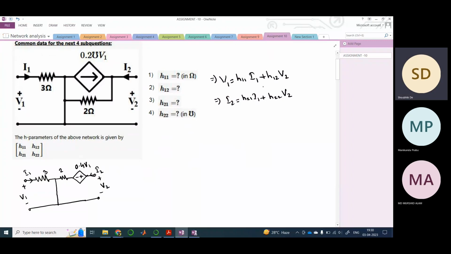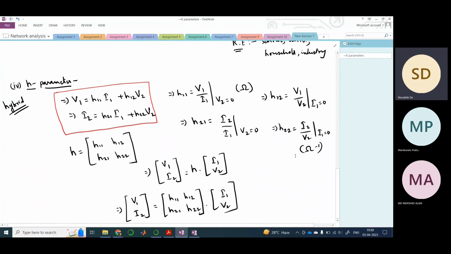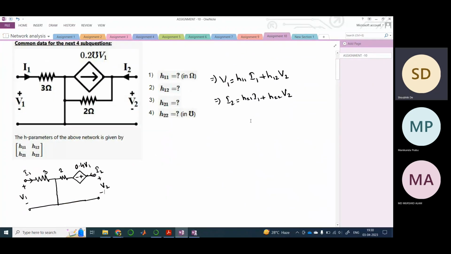Now, in h parameters, we need to first make V2 equals to 0, right? So V2 equals to 0, and now we have to redraw the circuit again. So V2 equals to 0 means our output is short circuited, right? Because V2 0 means basically the current is infinity, and resistance is 0. You can take it the other way. So V2 0 is output getting short circuited.